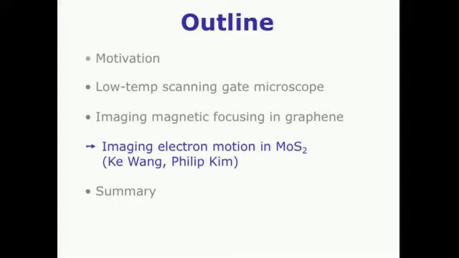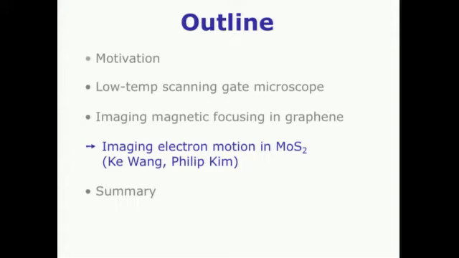So with the discovery of all these new two-dimensional materials, we thought it would be interesting to look at other materials like MoS2 and black phosphorus and all these new 2D materials. And here we present our result on imaging electron motion in MoS2. The interesting thing about MoS2 is that it is a two-dimensional semiconductor, and the band gap depends on strain, and also on the number of layers in MoS2.